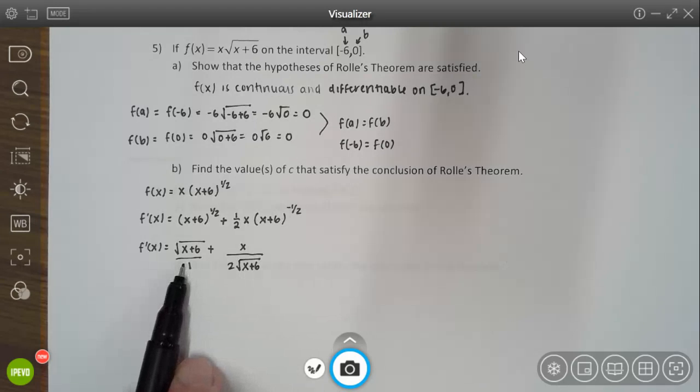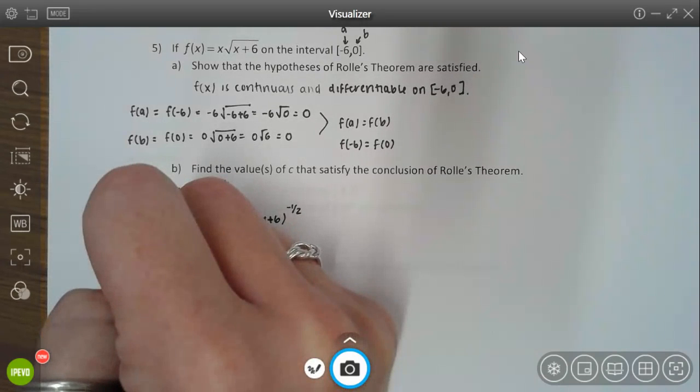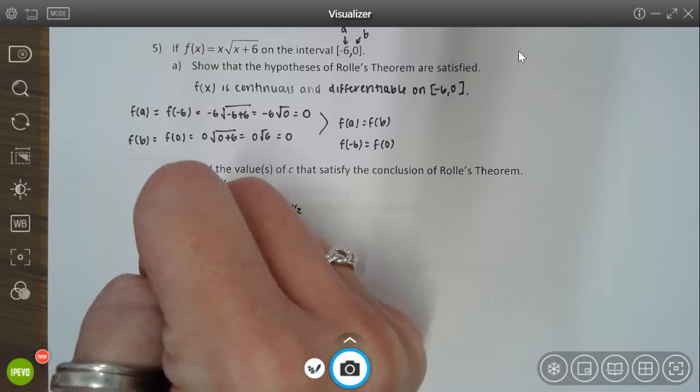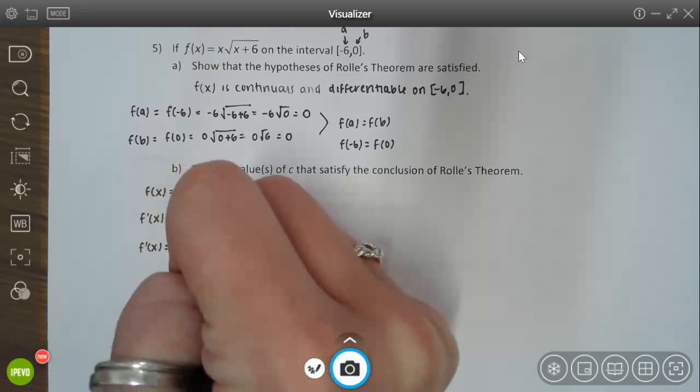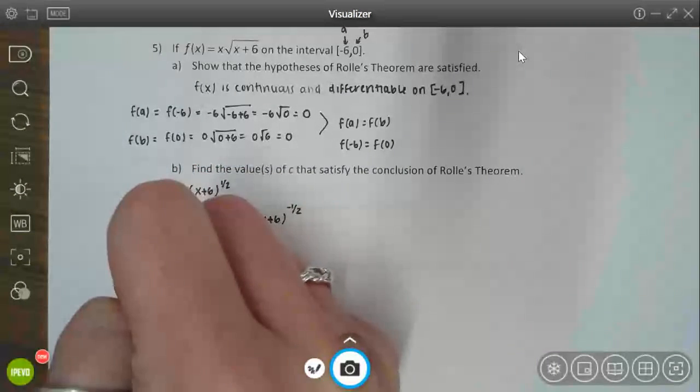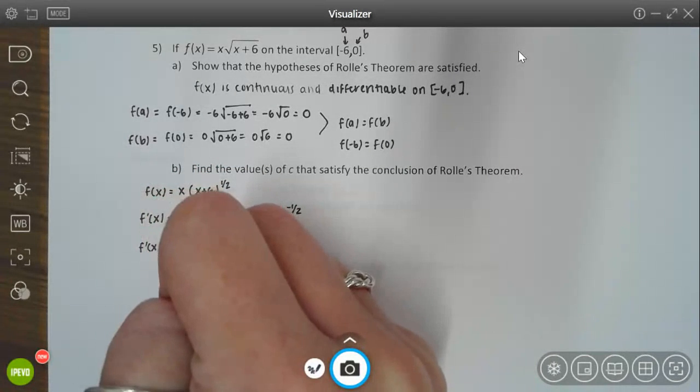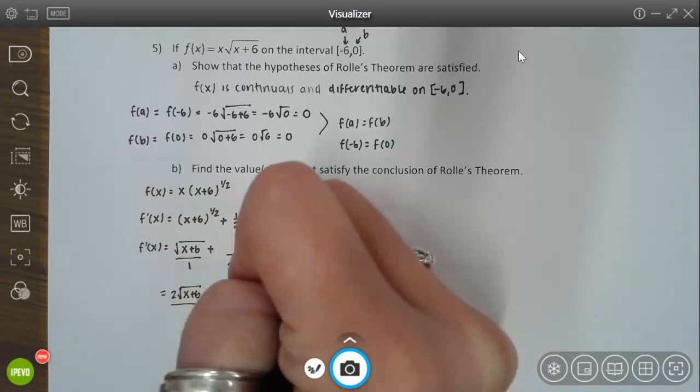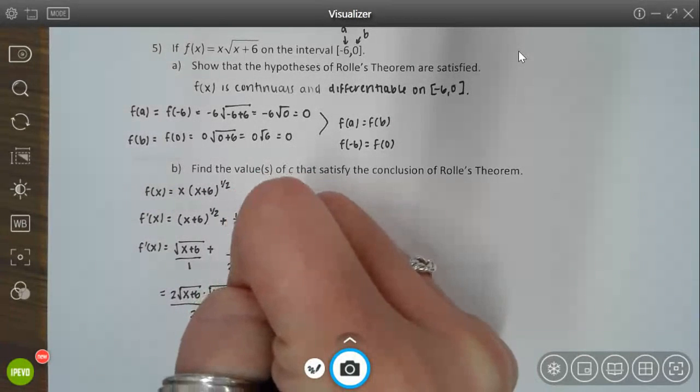So I'm going to multiply my first fraction by that. So 2 times the square root of x plus 6 times the square root of x plus 6 in the numerator, and then 2 times the square root of x plus 6 in the denominator, plus x over 2 root x plus 6.